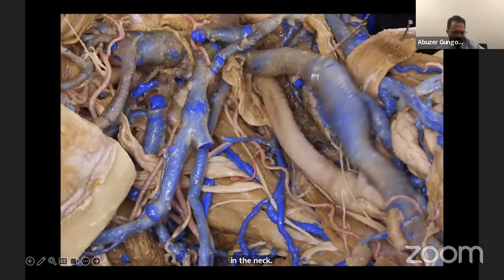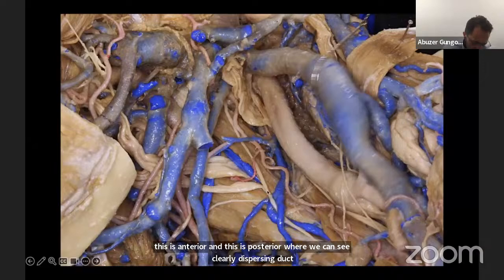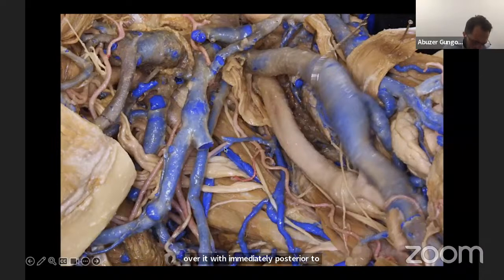This is a surgical anatomy view from superior to inferior. So this is anterior and this is posterior, where we can see clearly the thoracic duct, and we have a nice view of the anterior scalene muscle and the phrenic nerve over it, with immediately posterior to it the brachial plexus.